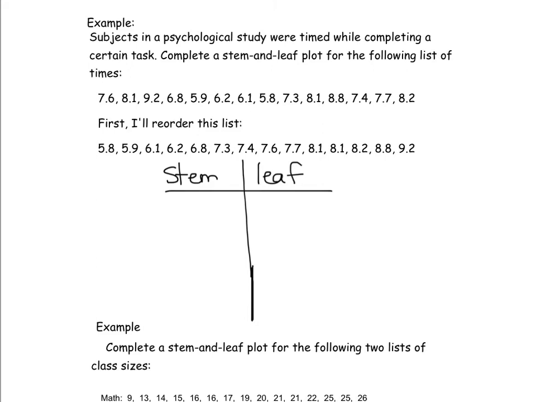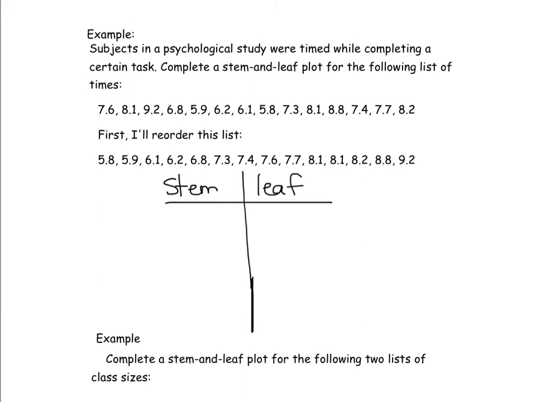Now I'll get you started on this and then I'll ask you to finish it yourself. I'll give you a hint. We'll write our key first, or our legend. For our legend, for the first number, we're going to have 5 and 8. This means 5.8. So now in my stem and leaf plot, I'm going to have 5 and 8.